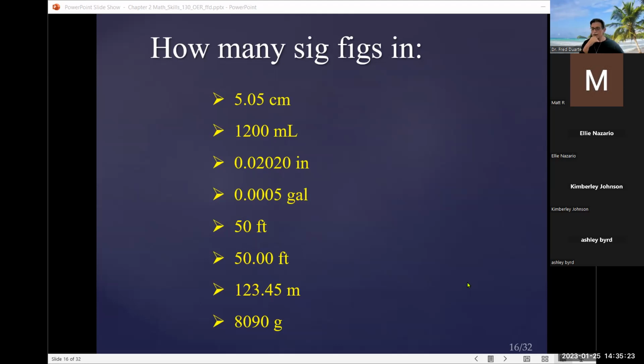5.05. Okay, there's a question. That is correct, because the unit is 3 feet per yard. That's an exact number. It's not 3.1, and they're not measuring 3 feet. They're telling you that 3 feet is equal to 1 yard. So therefore, it's an exact number.